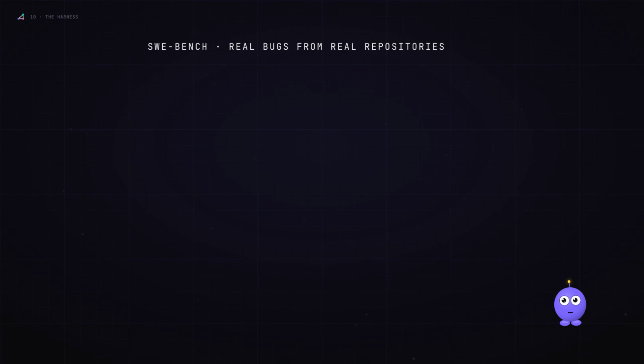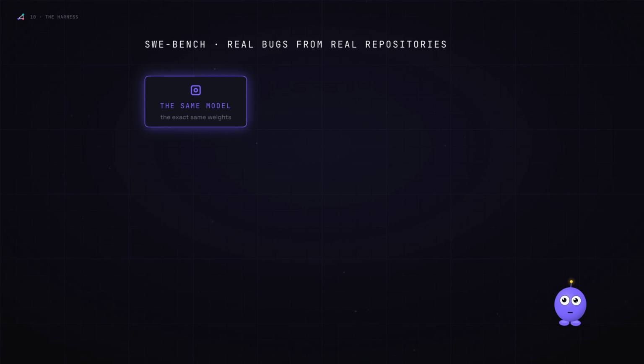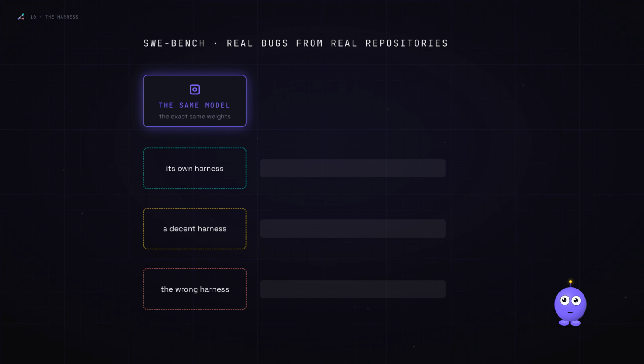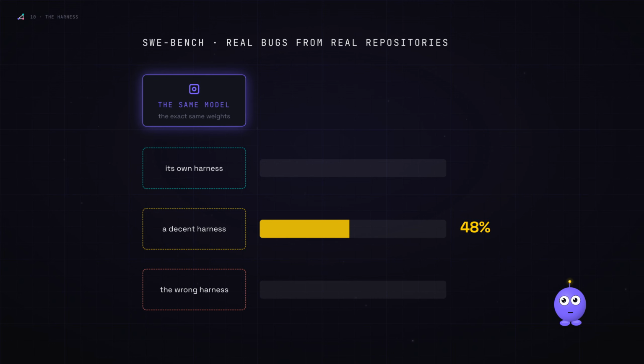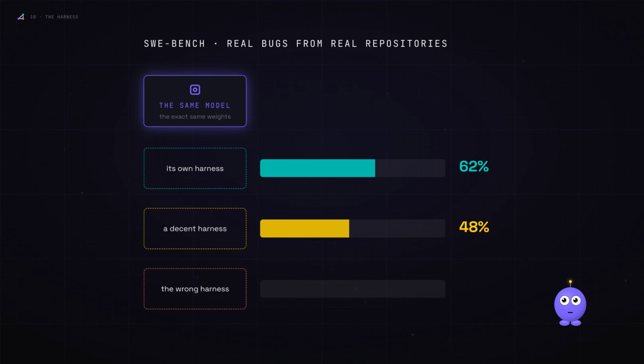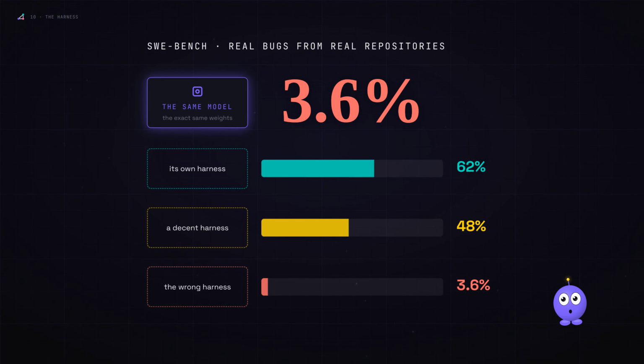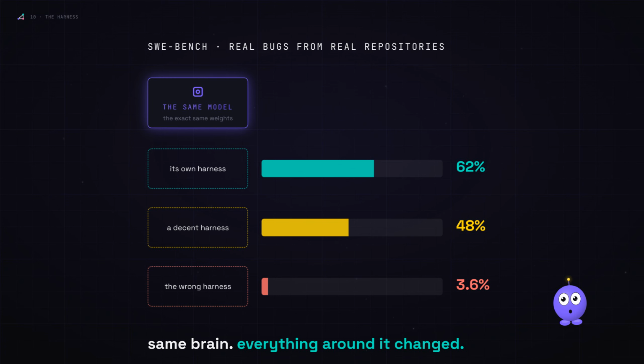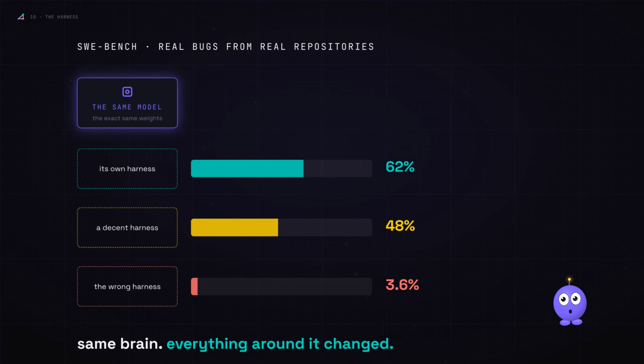And now, the claim from the start of this video. There's a coding benchmark called SWE-bench. Real bugs from real repositories. Take the same model, the exact same weights, and drop it into different harnesses. The scores move by 10 to 20 points. In one measured case, an open model scored 62% in its own harness, and under 4% in the wrong one. Same brain. The difference was everything around it.